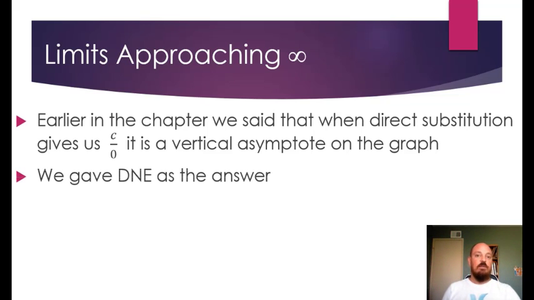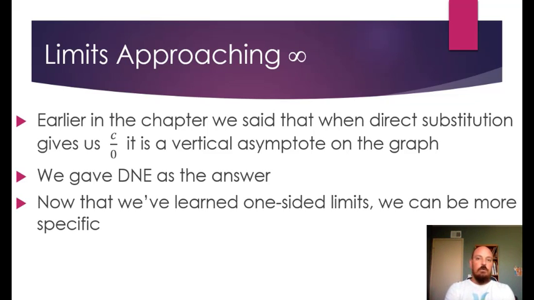Now remember at the time I said, for now, we're just going to say it does not exist. The limit does not exist. But I told you we're going to change it, and now is when we're going to do that. So basically what I was waiting for is I wanted to show you one-sided limits, which we did in the last lesson first. Now that we've seen one-sided limits, we're going to be able to be a little bit more specific with this answer. Rather than just saying does not exist for every single one, we're going to be able to talk about either side separately.